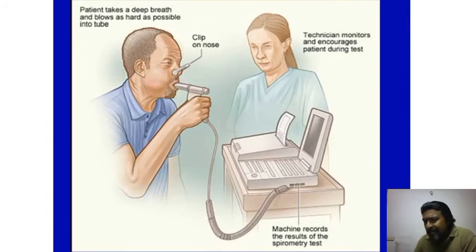And in the second test, generally the patient will take a deep blowed breath into the tube. That particular tube will have a transducer, and this will be communicated to that particular machine, and that machine will show the results of the spirometry test.